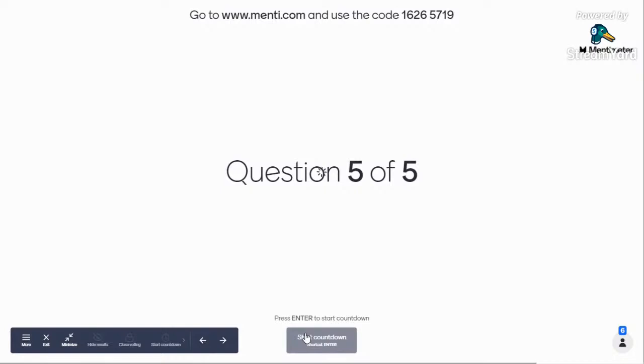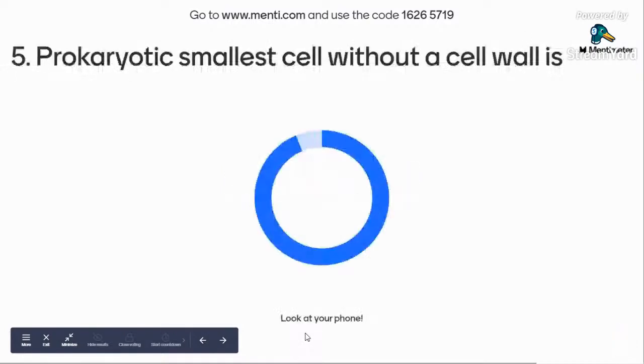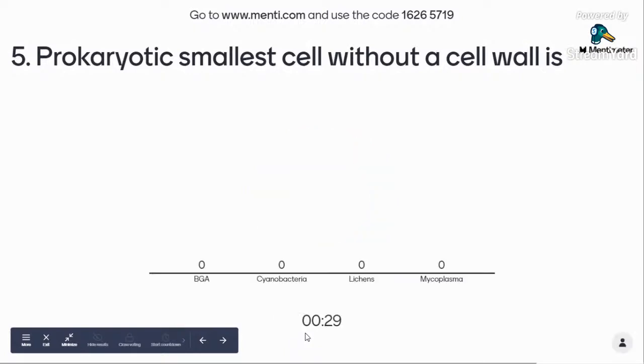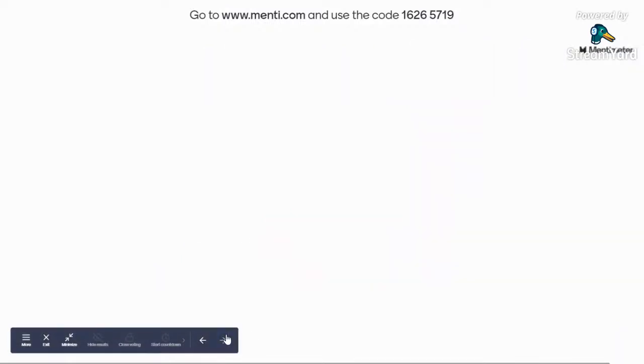Last and final question of the day. Let's check it. Answer fast to get more points. Prokaryotic smallest cell without a cell wall. That's the last topic that we have completed today. Blue-green algae, cyanobacteria, lichens, or mycoplasma? Yes, everyone has voted. Again one answered wrong. All the options are wrong. My god, it's the issue with Mentimeter.